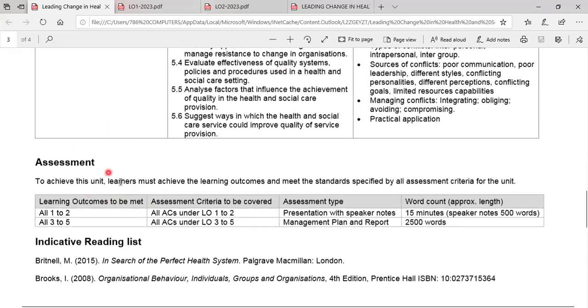So now the assessment. Obviously, you must achieve the learning outcomes. There are several learning outcomes that you have. The first will be like a presentation with speaker notes. And the second will be a report, a management plan, which will be 2,500 words long. So is this document clear right now? Yes, it's very clear. That's great. Any questions regarding this document? Not really. I don't have any questions about it.